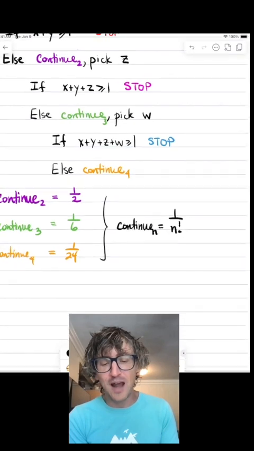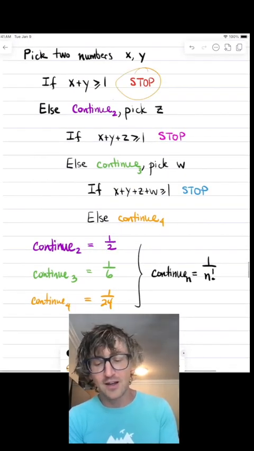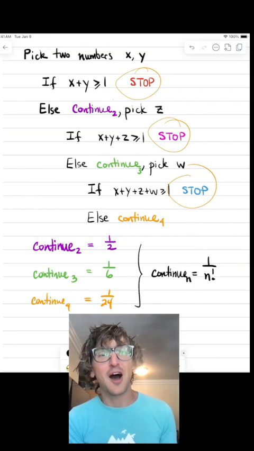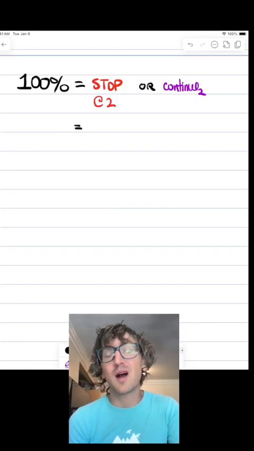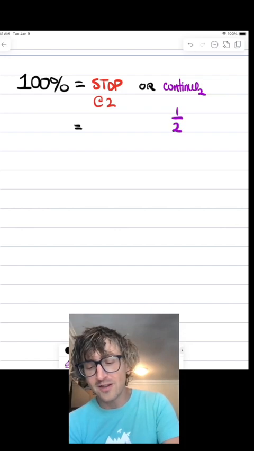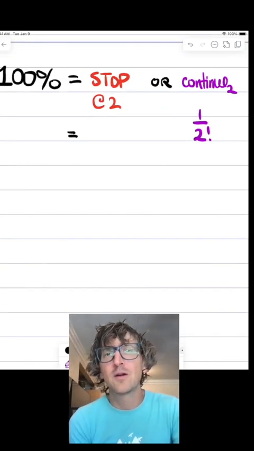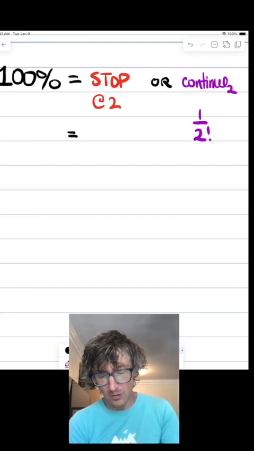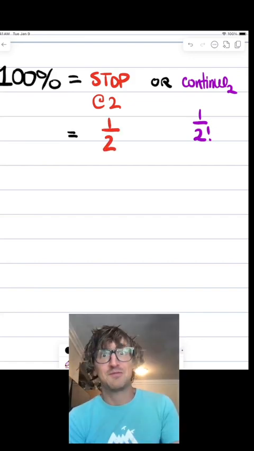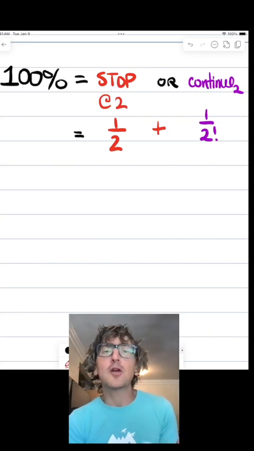So now we're going to put everything together into this algorithm and see if we can calculate the probability of stopping. So we've got our first 2 numbers. We're either going to stop or we're going to continue. And we just worked out that all the continue formulas are really nice. Like that first one is just 1/2. Well, if half the time we continue, how often do we stop? Well, it's got to add up to 100%. So we get 50/50. So I'm going to mark that in here.